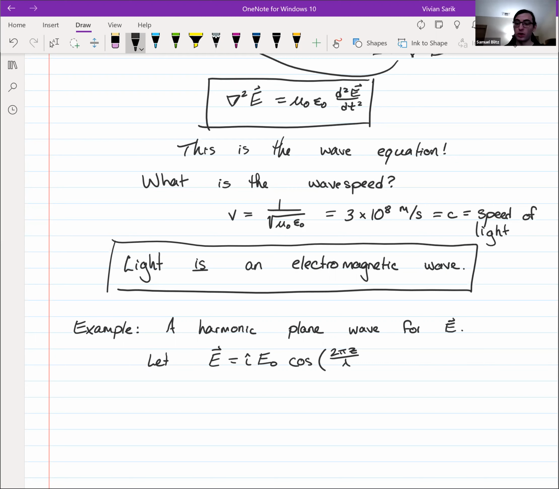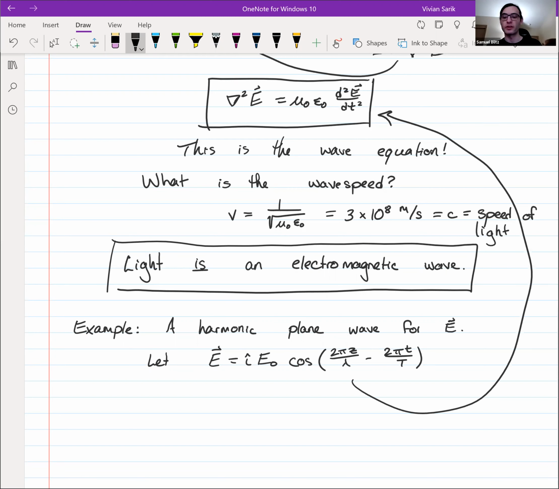So it's 2 pi z over lambda minus 2 pi t over capital T, where capital T is the period, and lambda is the wavelength. And by the way, you could just plug this into this equation, and you'd find that it works. And this equation actually gets a lot less interesting in this case because there is no y or z component. There's only the x component. So this just becomes the Laplacian of the x component of the electric field equals mu naught epsilon naught times the second time derivative of the x component. And that's just a normal wave equation that you have all seen before.